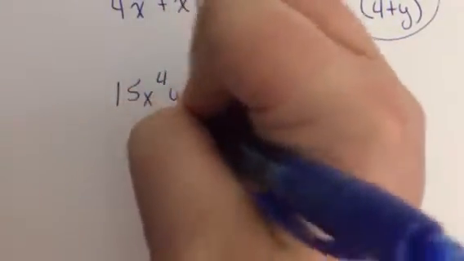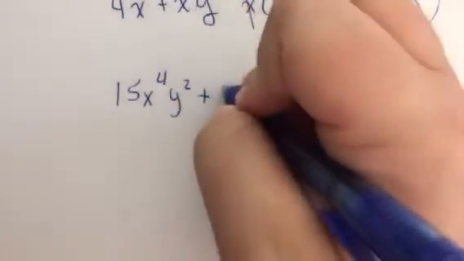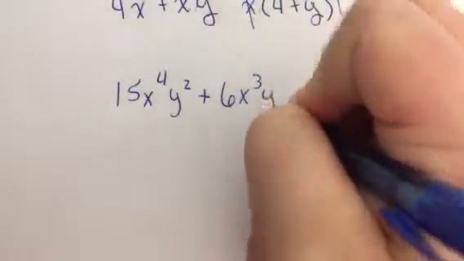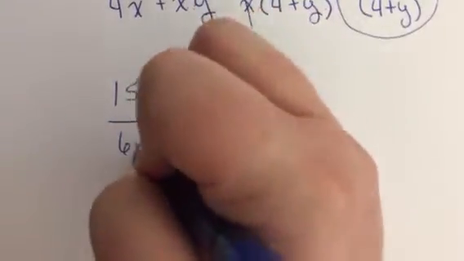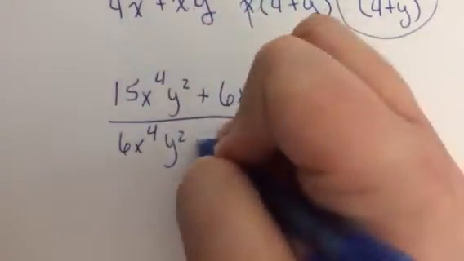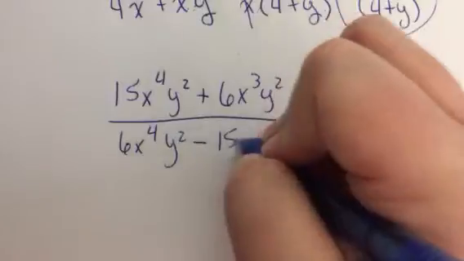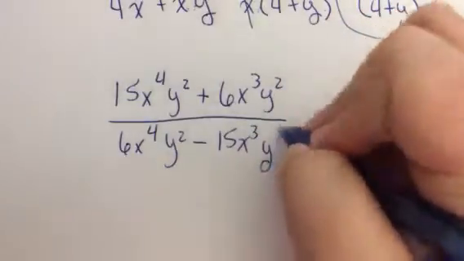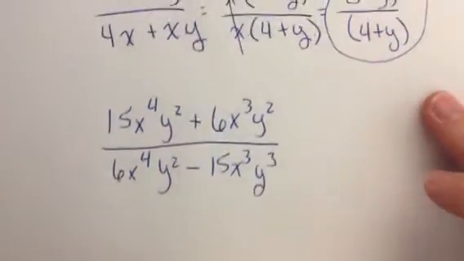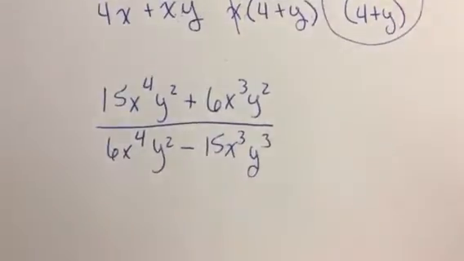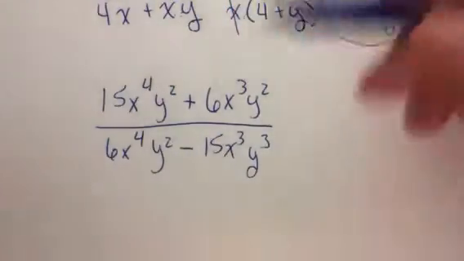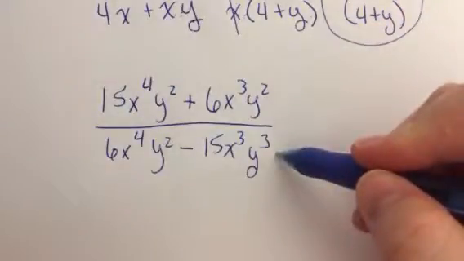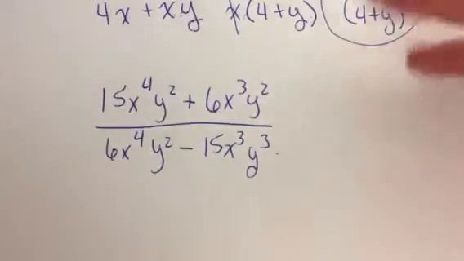15x to the 4th y squared plus 6x to the 3rd y squared, all over 6x to the 4th y squared minus 15x to the 3rd y to the 3rd. Okay, so let's look and see what we can factor out from our numerator, and what we can factor out from our denominator. Let's start with our numerical values.